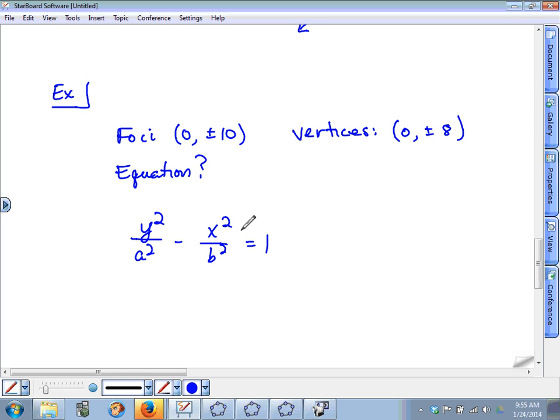Okay? Now, the vertices give us the value of a. If a is equal to 8, then a squared is 64. The foci give us the value of c. If c is equal to 10, then c squared is 100. So we know that the equation is y squared over 64 minus x squared. We don't know b squared.